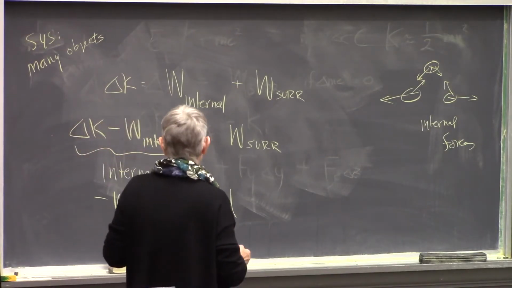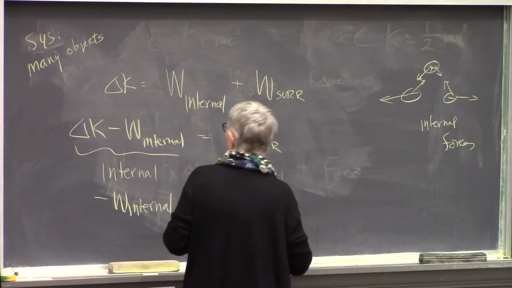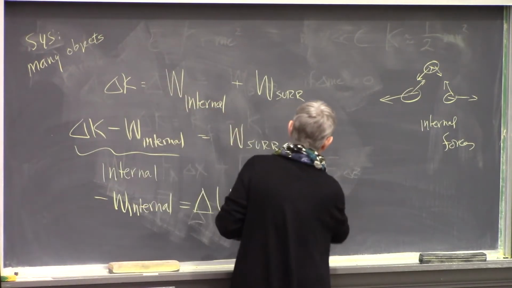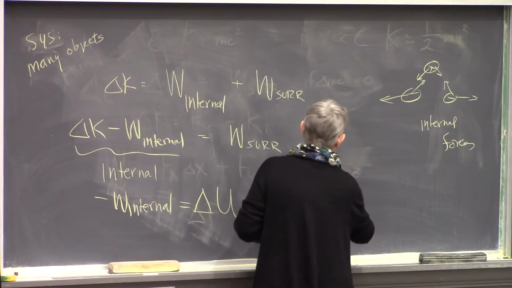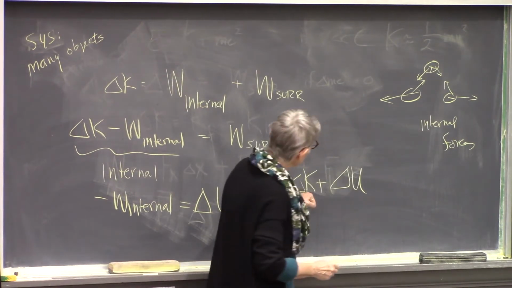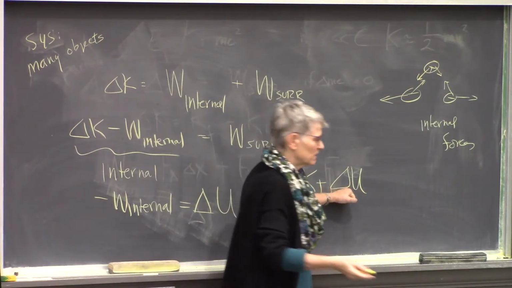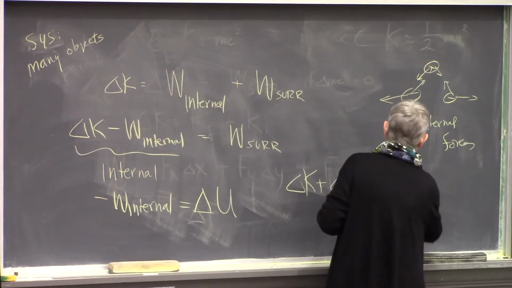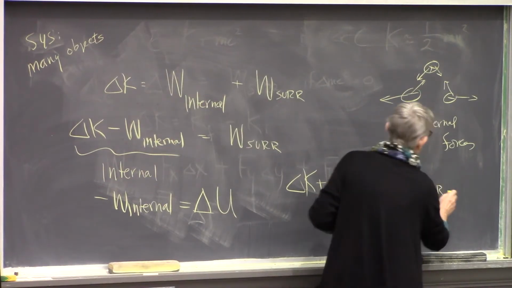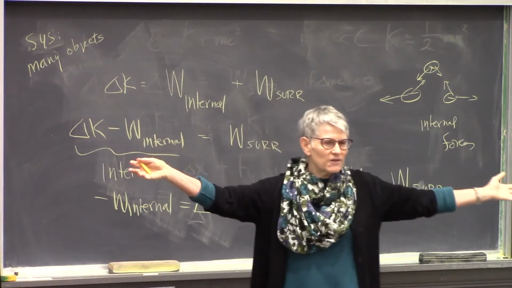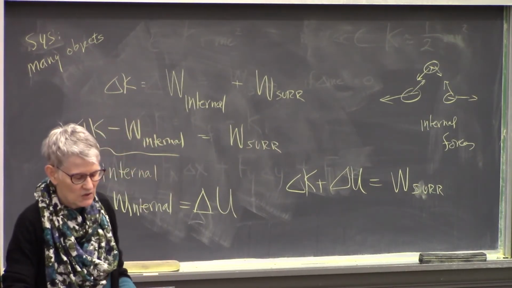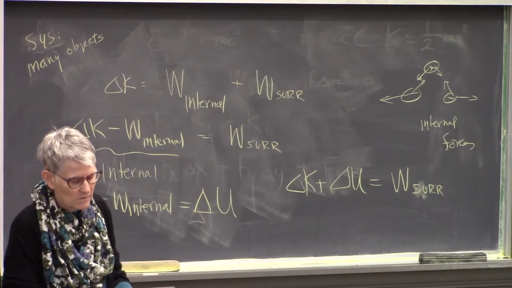And so now we're back to delta K plus delta U, so the change of kinetic and potential energy of the system is equal to work done by the surroundings. And if we're inclusive enough in our system, then there's going to be nothing significant in the surroundings, and so that'll be negligible.